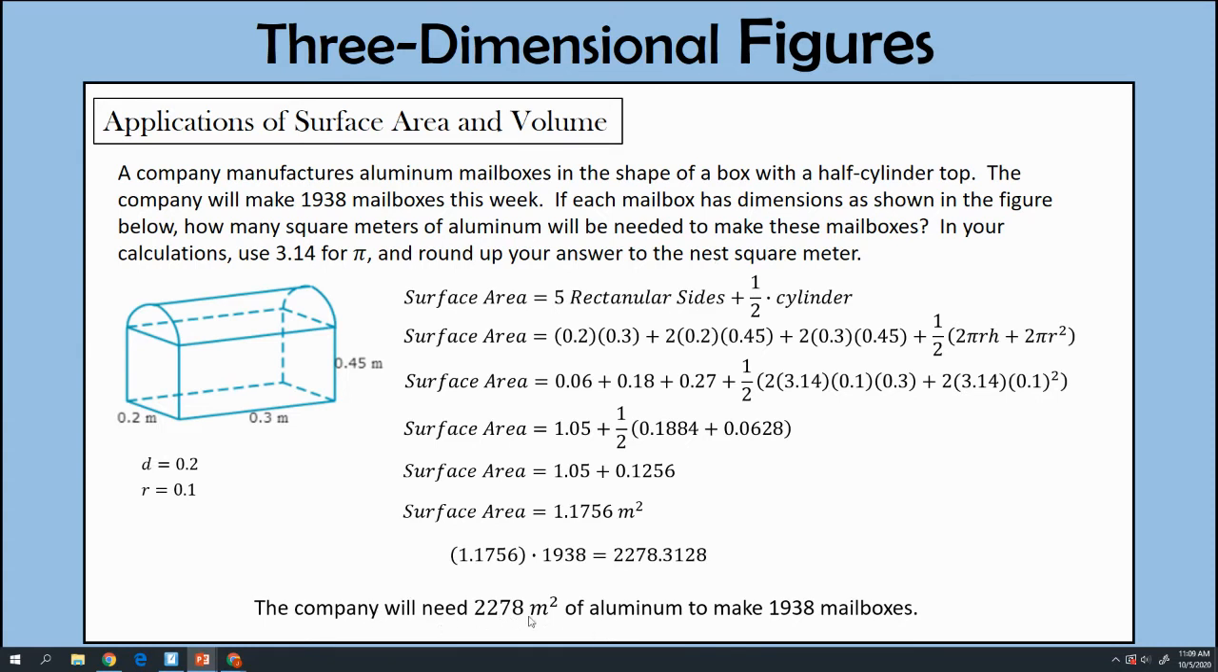So this should have been 2,279, right? Because 0.3128 isn't enough for another mailbox. So I want to make sure I have enough material to make all the mailboxes. This should have been 2,279, my mistake here, to make this many mailboxes. Okay, so there's another example of a combination of figures in which we have to make sure that we're calculating for the parts that are going to apply to the problem, and then finishing our process.